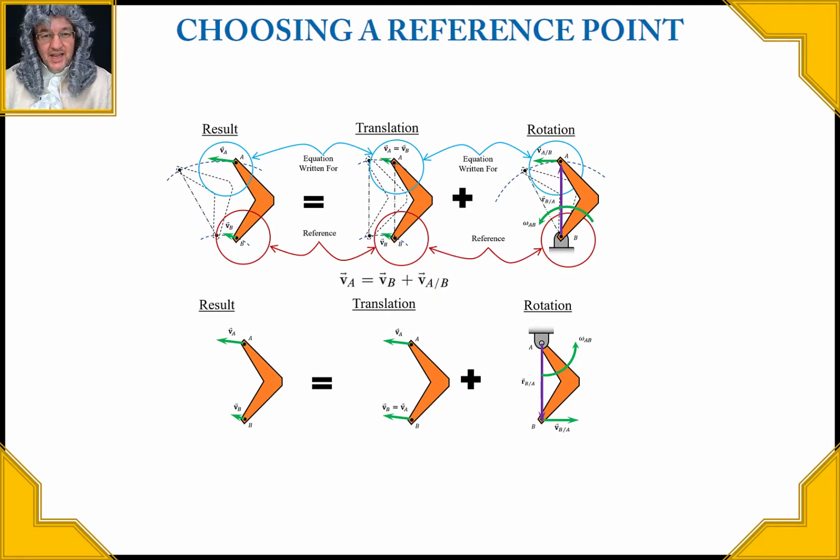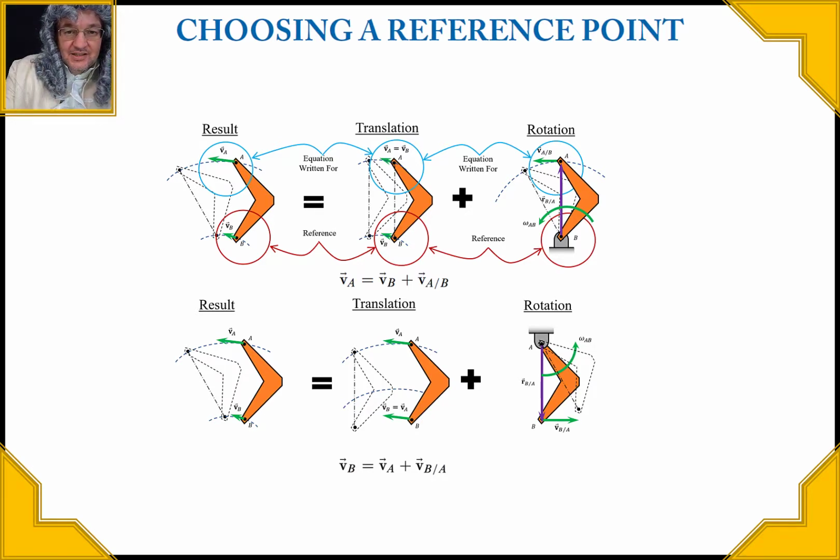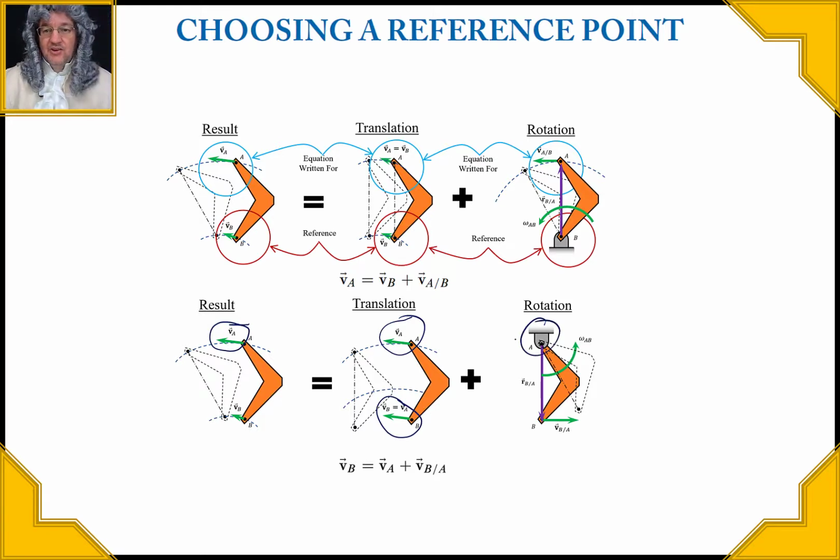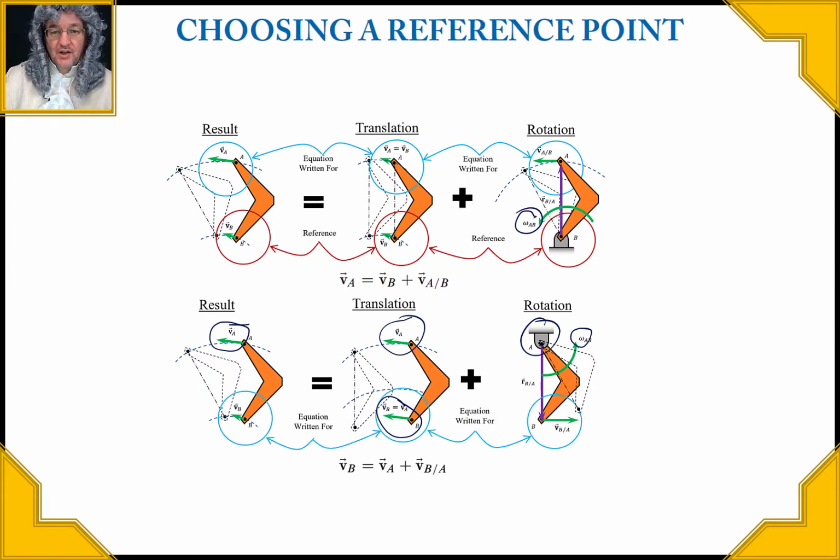Instead, we could take A as the reference right here, and have B be the thing that we're writing the equation for. So in the translation diagram, we took the velocity at A right there, and we put it onto both points, and then we pinned it at A, and you can see that it has the same rotation right here. There's the same rotation in both approaches, but now we've written the equation for that bottom point right there.